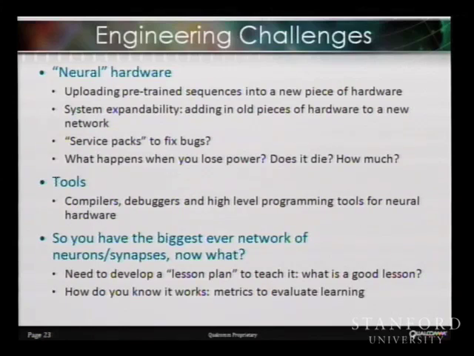We need to develop the usual suite of compilers, debuggers, and all the high-level programming tools to enable other people to use these systems. That's going to be a very big challenge. If we succeed, that's a lot of work for a lot of people.